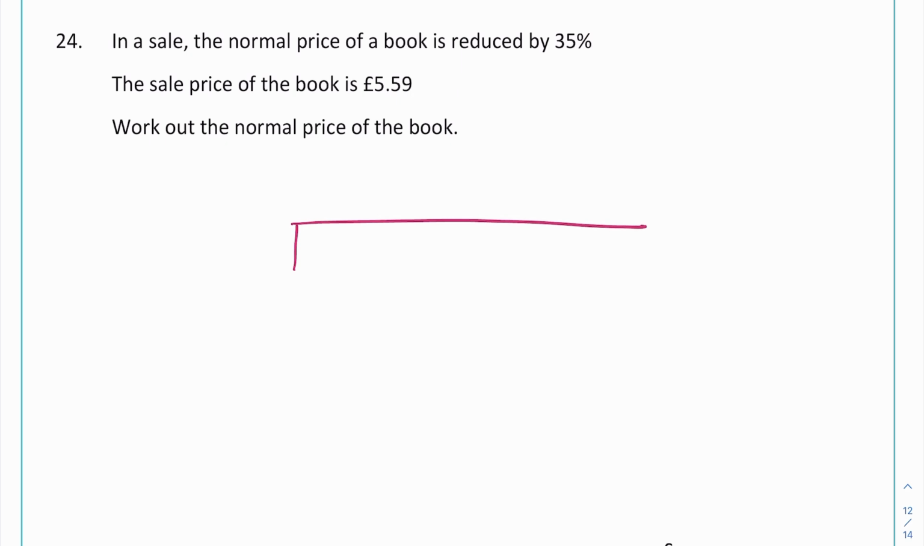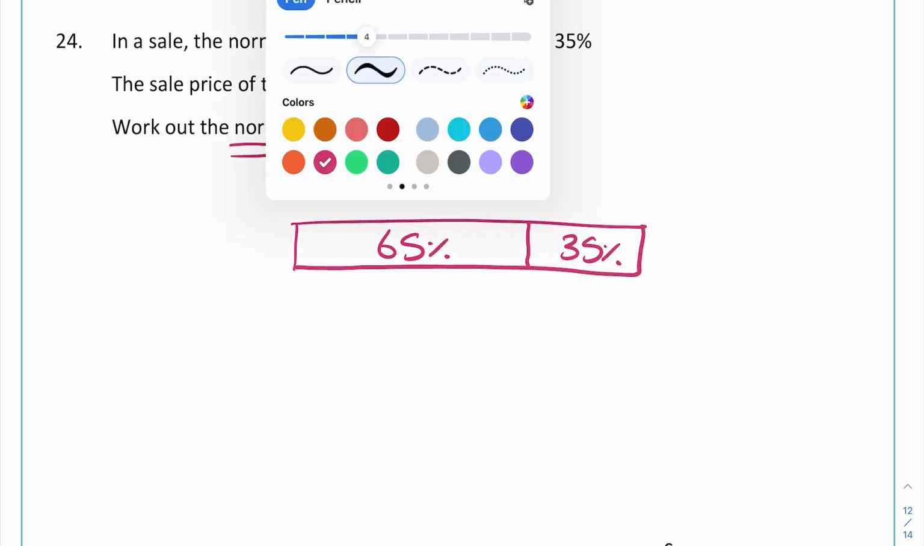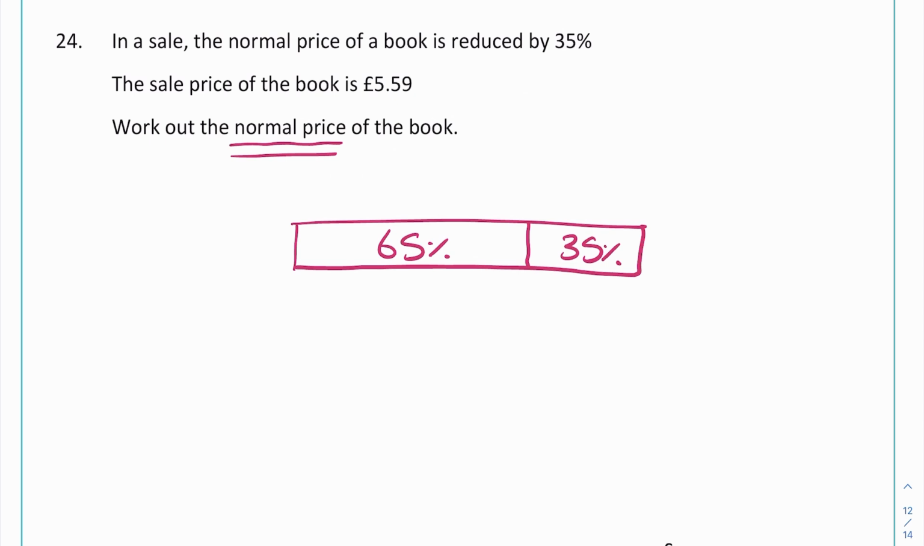I like to draw a bar model when I'm doing a reverse percentage. We've knocked off 35%. So what percentage is left? Well, on our calculator, 100 take away 35 leaves us with 65%. And when we want to work out the normal price of the book before the reduction, that means it wants us to find out the original 100%, which means we've been given one of either the 65% or the 35%.